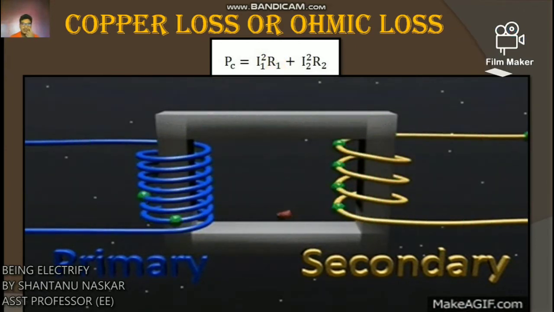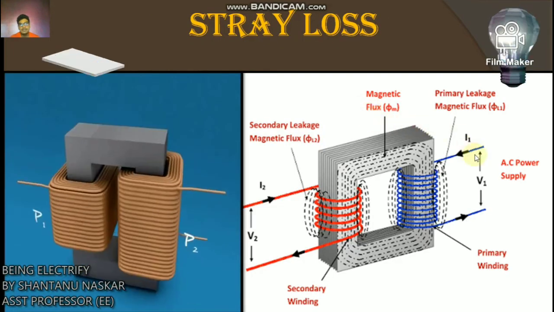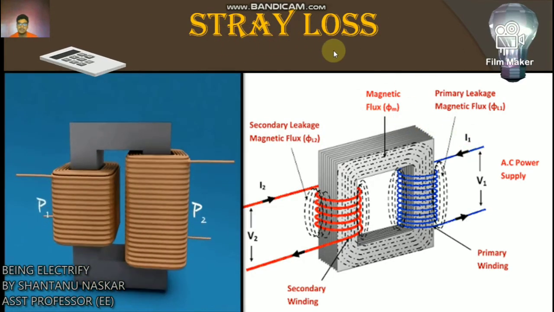This loss varies according to the load, hence it is also known as variable loss. So copper losses vary as the square of the load current. Now I will discuss stray losses.